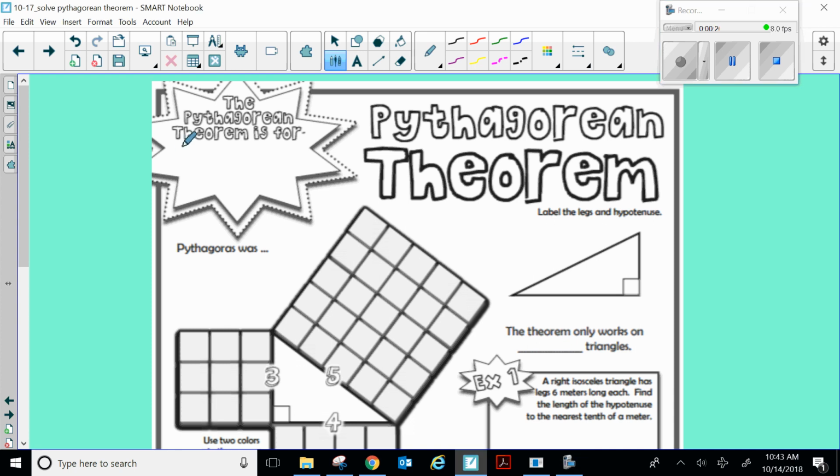is for solving for the missing side of a right triangle.